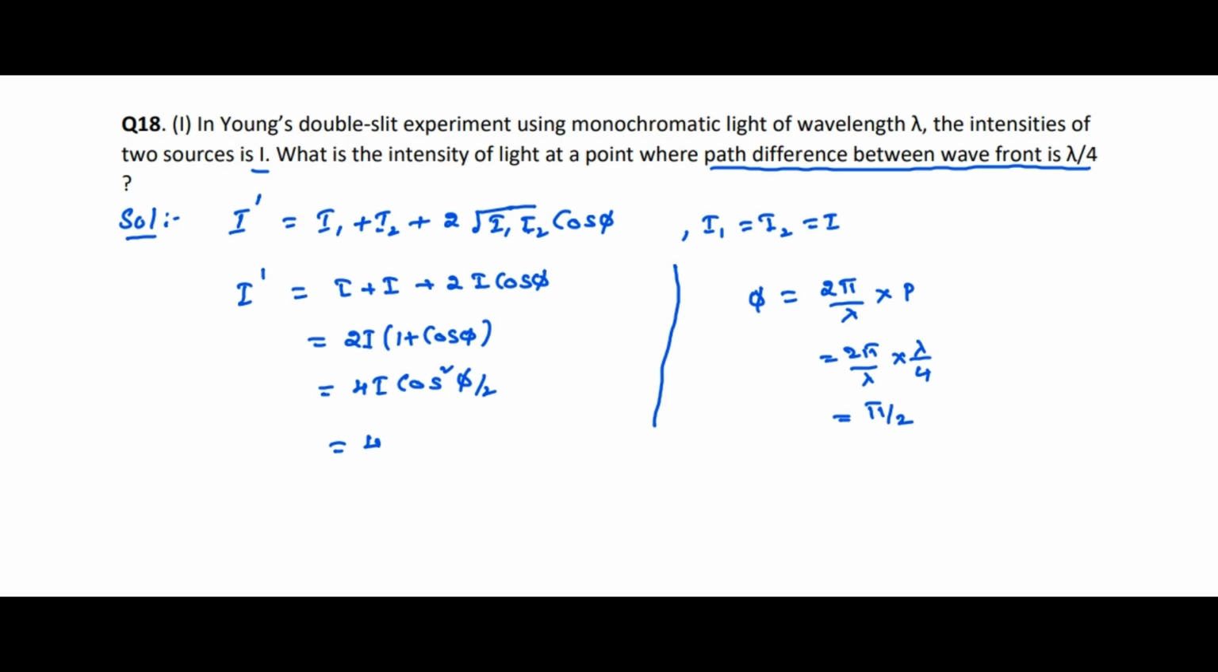Therefore, 4I cos square, this one becomes pi by 4. Cos of pi by 4 is nothing but 1 by root 2. This is 4I into 1 by root 2 whole square. That is nothing but 2I. So this is the resultant intensity.